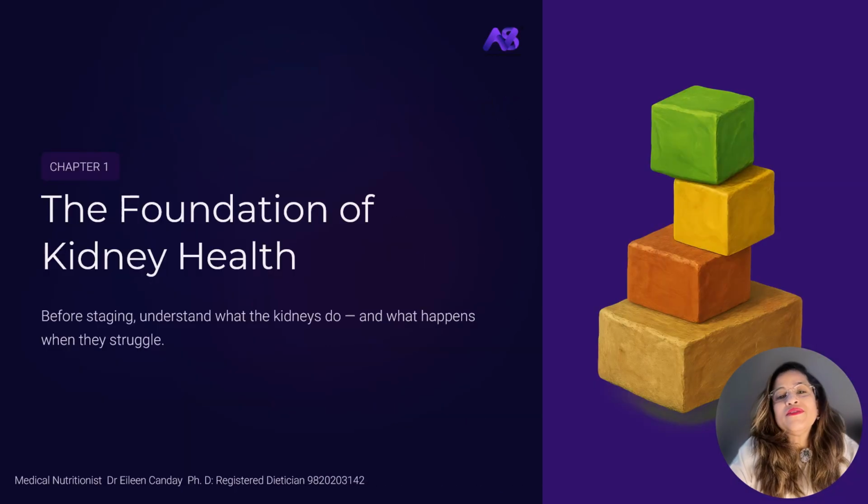the kidney is a remarkable organ with critical jobs in the body. It filters waste and excess water, and it also makes urine. It regulates blood pressure, electrolytes, and RBCs, and when the kidney struggles, these functions break down, and that's where kidney disease begins. Understanding what a healthy kidney does helps us understand what goes wrong. This is essential before we can talk about the staging and the severity.